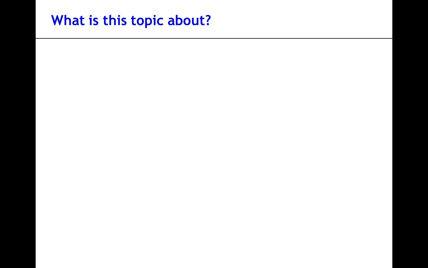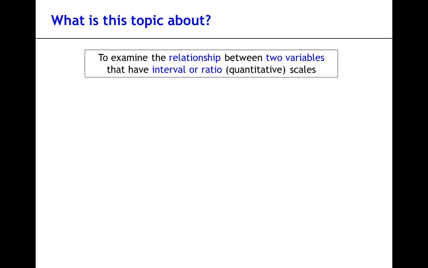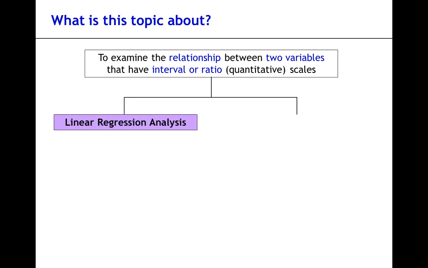In this topic on linear regression and correlation, we want to examine the relationship between two variables. The techniques here are good for variables that can be measured quantitatively and have interval or ratio scales. The topic is split into two main areas, namely linear regression analysis and correlation analysis.